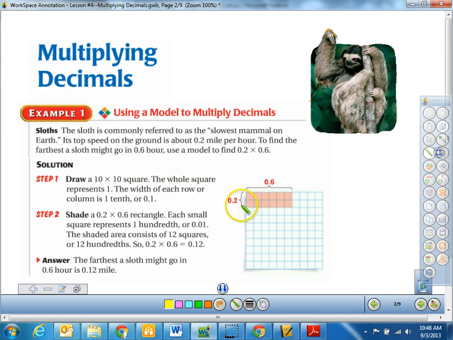So we've got 2/10, which is the top speed that we said, and 6/10 is how much time we gave them. 2/10 times 6/10 gives us a total of, we've got 1, 2, 3, 4, 5, 6, 7, 8, 9, 10, 11, 12. So the furthest a sloth might go in 0.6 of an hour is 12/100 of a mile, or 0.12 miles. So let's try it again.